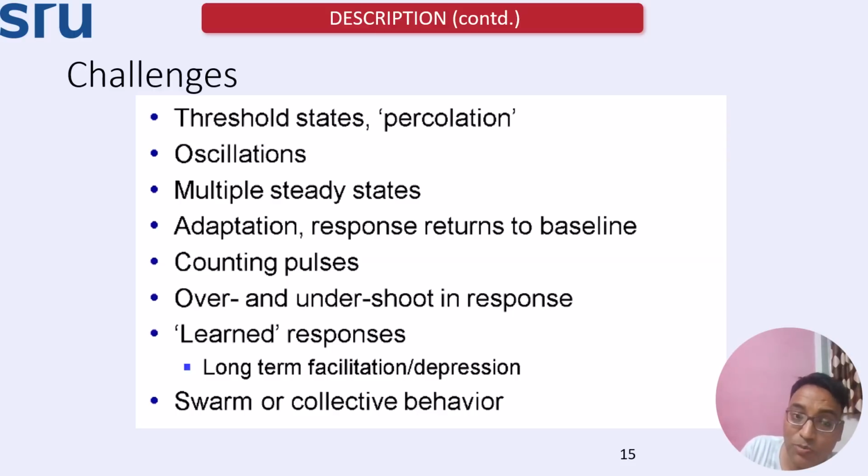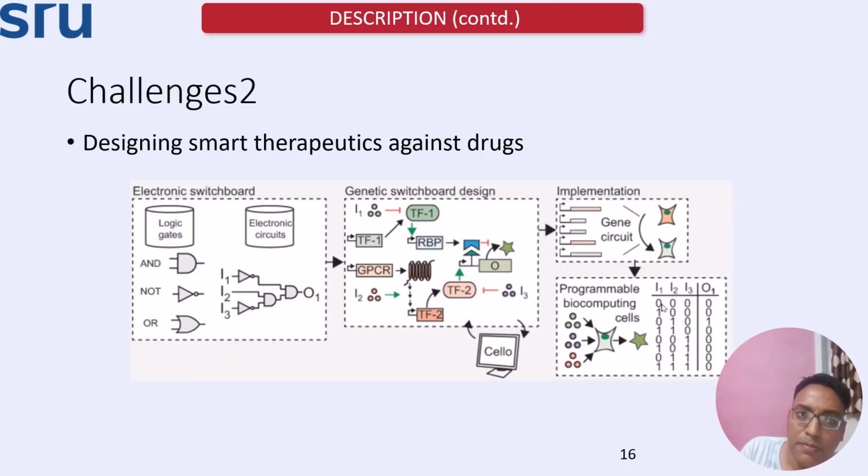Swarm or collective behavior. See? Which normally happens in the computational model. The system is able to work it out. So we need to understand that all these parts should be able to work out properly. The computational model should be able to better represent the biological part. See, this is the next challenge.